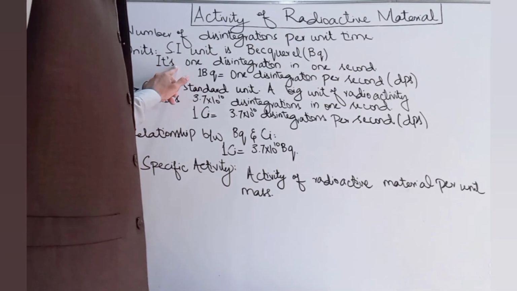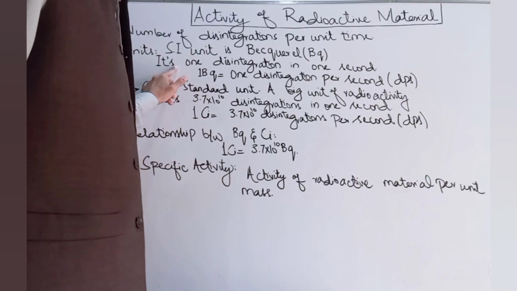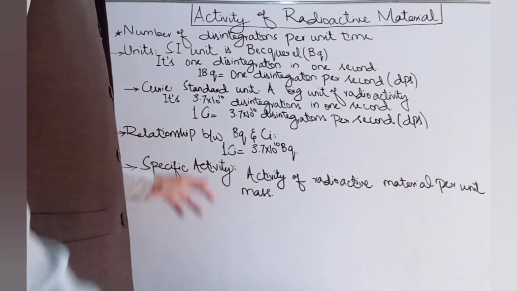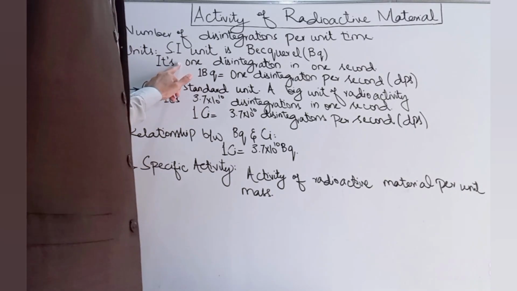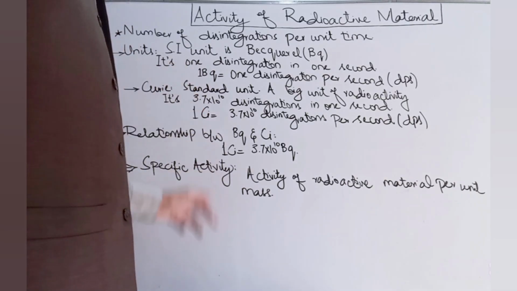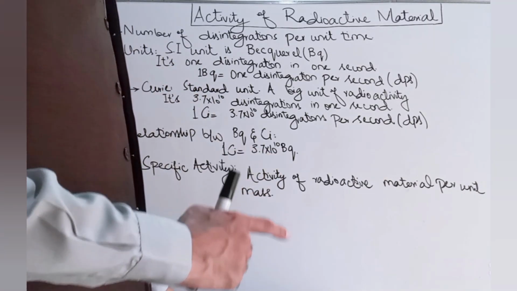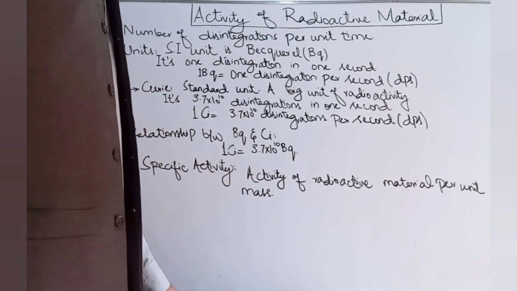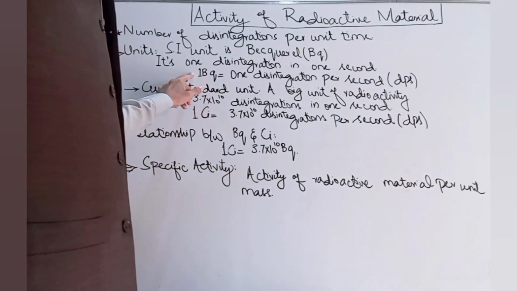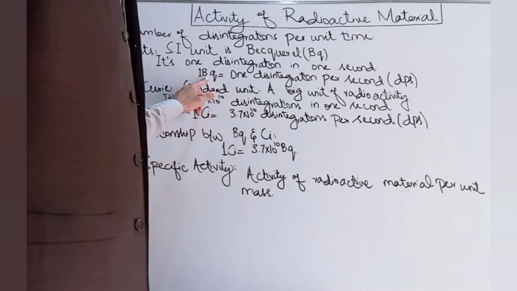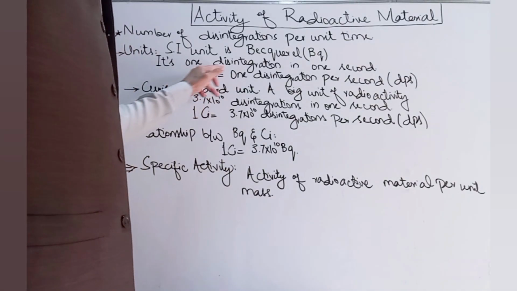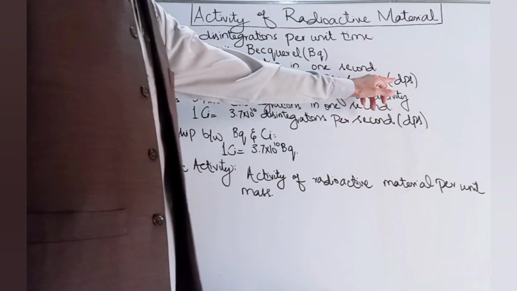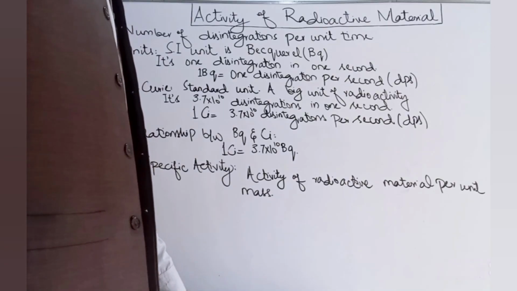One Becquerel is one disintegration in 1 second. So if in a radioactive material there is one disintegration of one nucleus in 1 second, that's known as 1 Becquerel. 1 Becquerel is equal to 1 disintegration per second. The Becquerel unit is represented by the symbol Bq, and DPS stands for disintegrations per second.